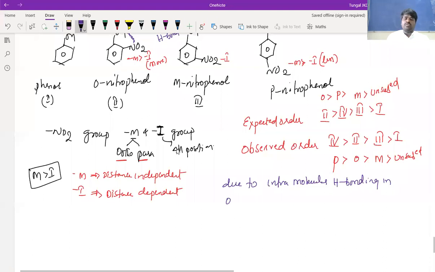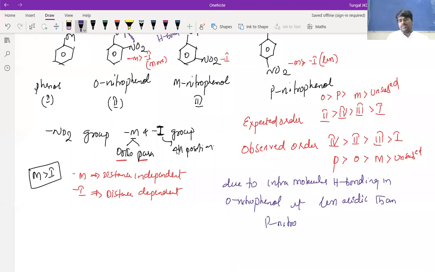Okay, orthonitrophenol is less acidic than paranitrophenol. This is the reason. See, orthonitrophenol is expected to be more acidic, but found to be less.